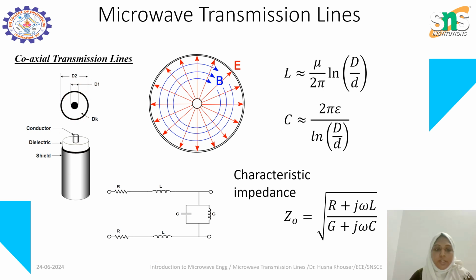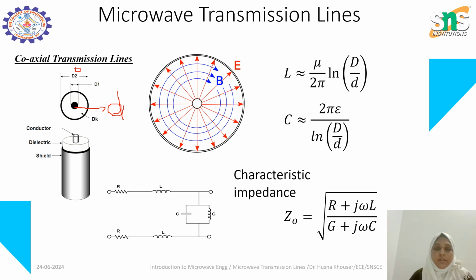Now for our explanation, we will take small d as the radius of the inner conductor, and capital D as the distance across to the outer conductor.